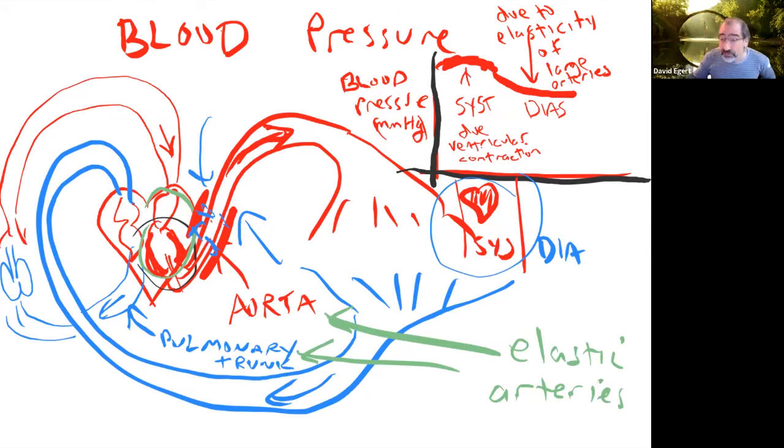Typical values, I mean, it's different for different people, but ballpark would be maybe 120 millimeters of mercury at the peak during systole, dropping down to about 80 during diastole, and then the heart beats again. And now it's going to go back up. So we go back up into systole, and then it'll come back down.